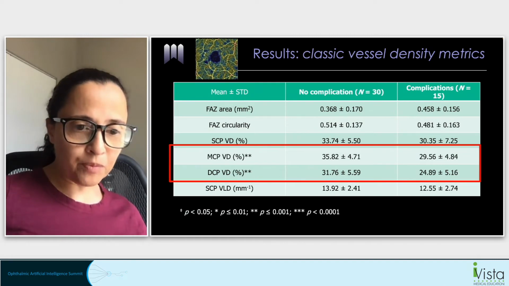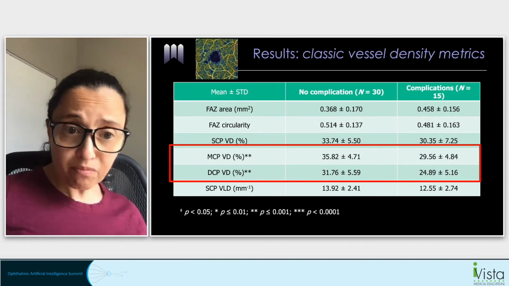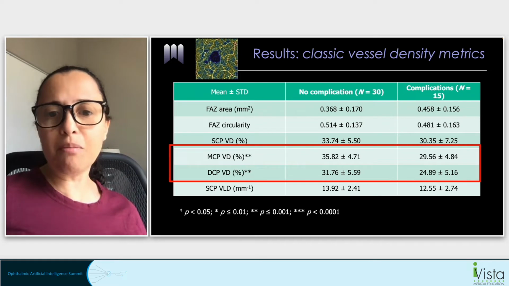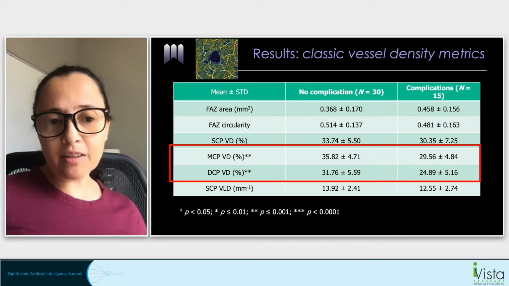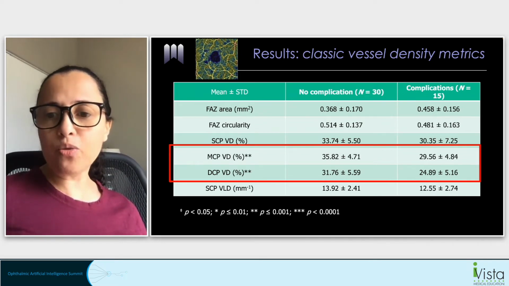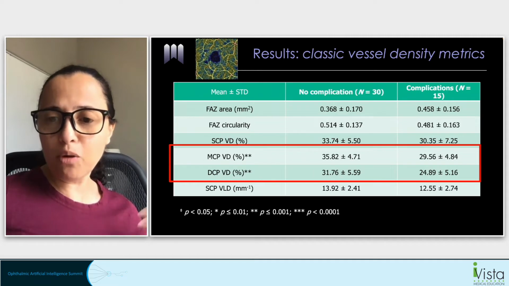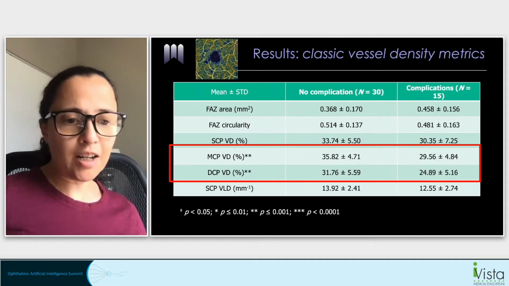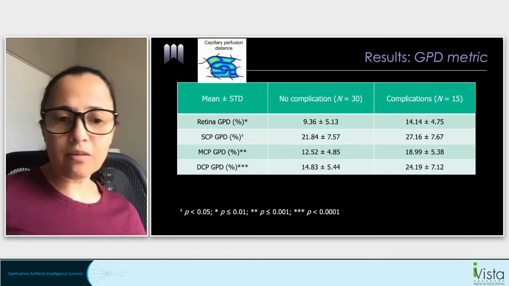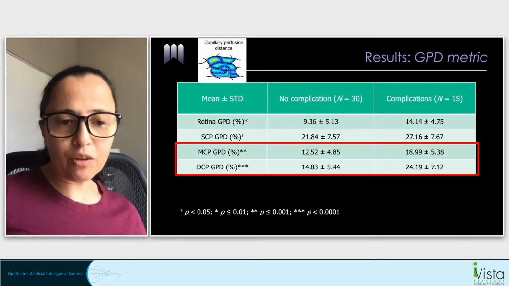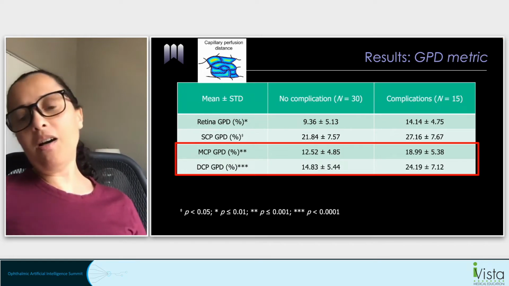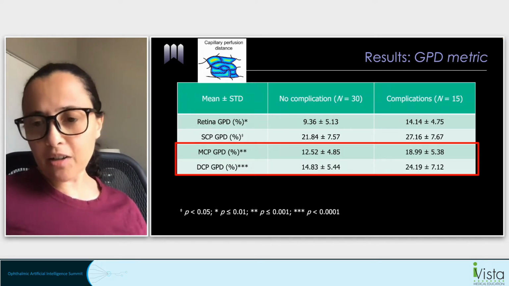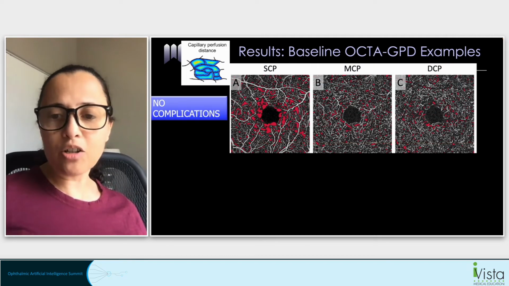which is the reason why we wanted to develop this algorithm. So when we looked at our classic vessel density metrics, it turns out that the deep and the middle capillaries were very significant. So the more ischemic they are, the more likely people would progress. And then when we compare that to our GPD, or the novel metric, we see similar things. The middle and the deep capillaries, when they're more ischemic, these were the patients that were more likely to progress.